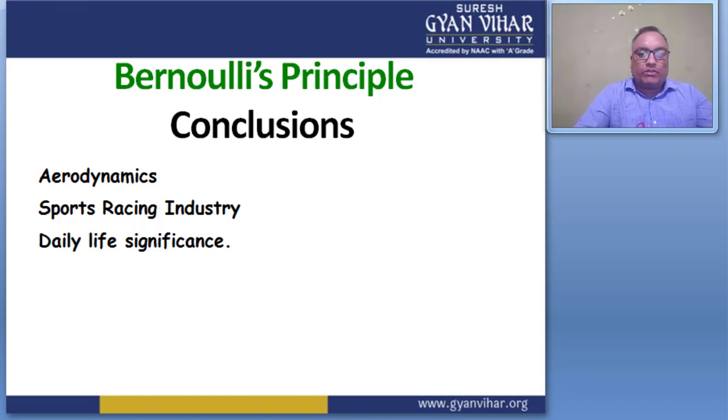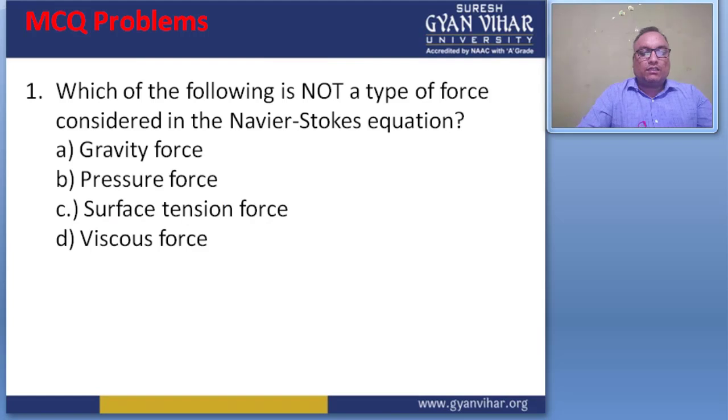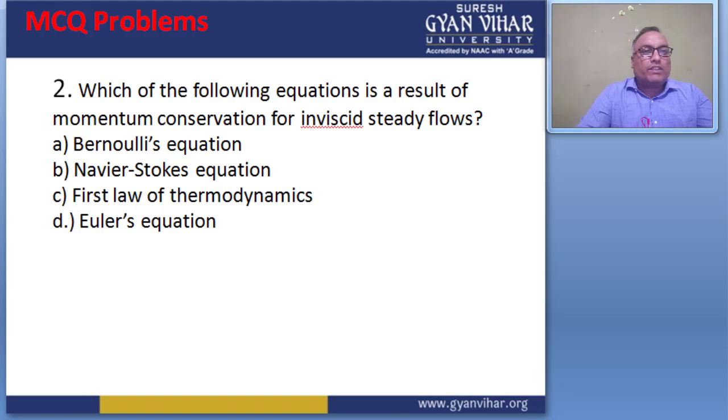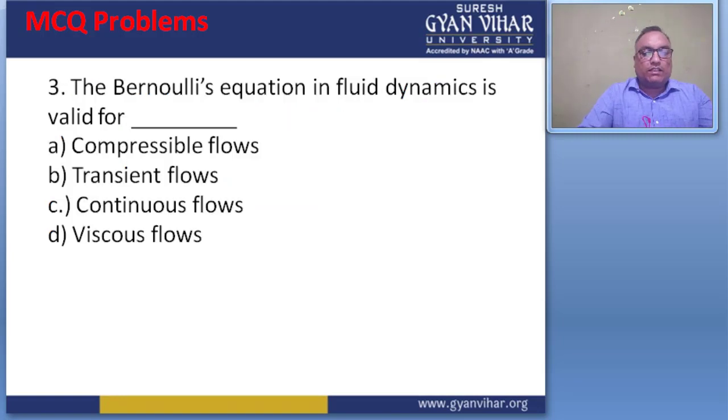Then move to the MCQ questions. This is the first MCQ question: which of the following is not a type of force considered in the Navier-Stokes equation? The answer to this question is C. C is the correct answer. Then move to the next question: which of the following equations is a result of momentum conservation for the inviscid steady flow? And this gives the Euler equation. Euler equation is the right answer for this question.